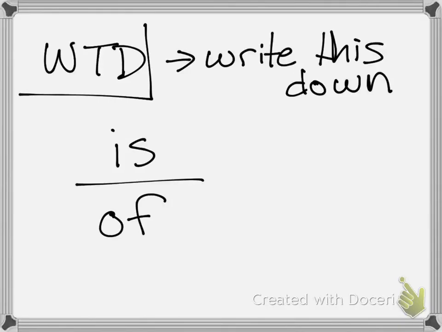So in your notebooks, I want you guys to write this down. WTD, write this down. So the phrase is called "is over of." Is over of. And this doesn't make sense quite yet, but I'm going to explain it to you, and it's going to just kind of be pieced together, hopefully quicker than not.